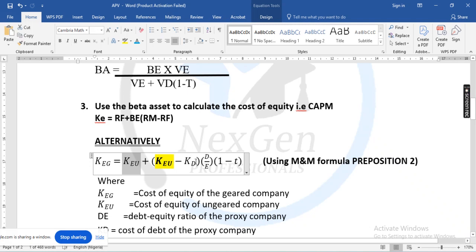The cost of debt will be given to you for the ungeared company, which is the proxy company. The market value of debt of the proxy company will be given to you. The market value of equity will be given to you. The tax will be given to you in the question. For you, it's just for you to make this the subject of the formula. Let S represent the KEU, right? So when you make it the subject of the formula, you get your what? You get your cost of equity of the ungeared company that you will use to discount your base case NPV.